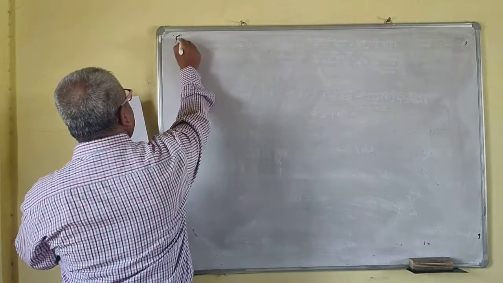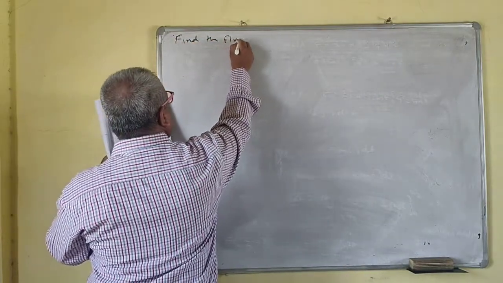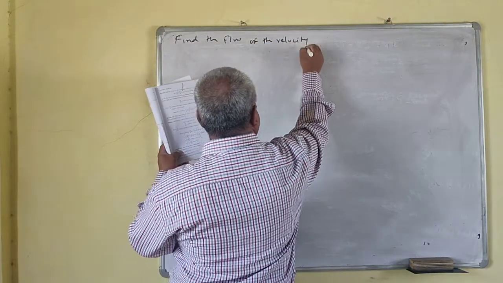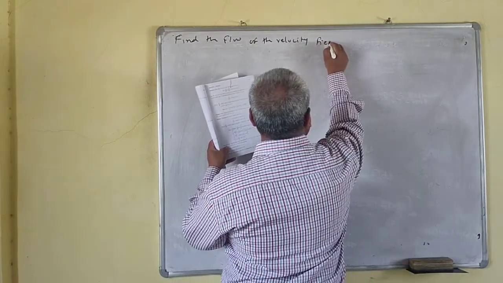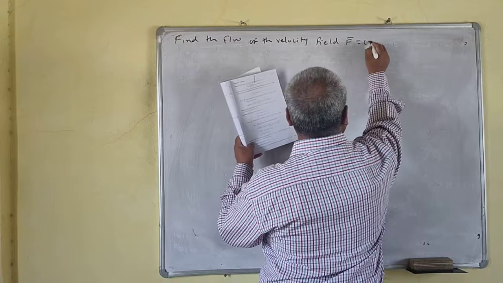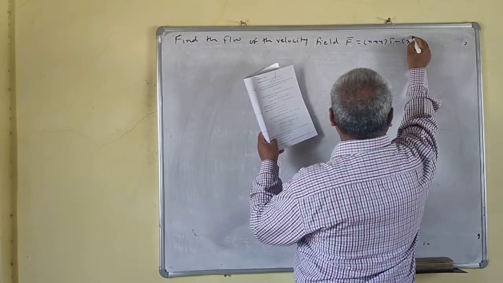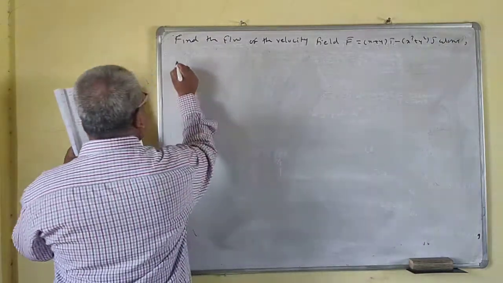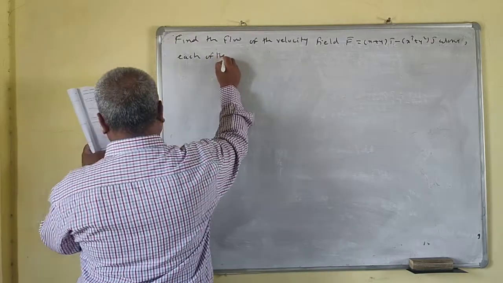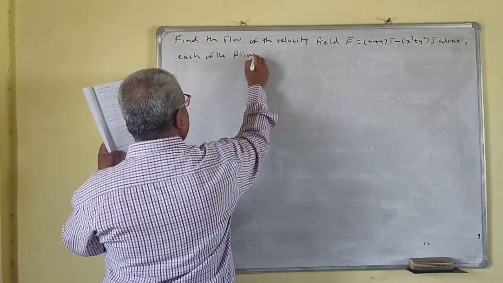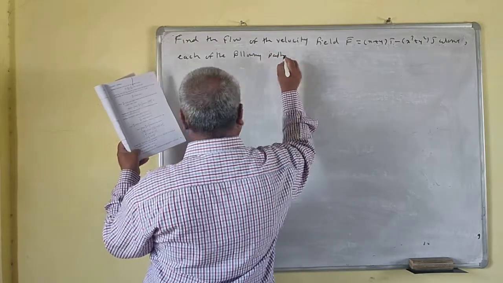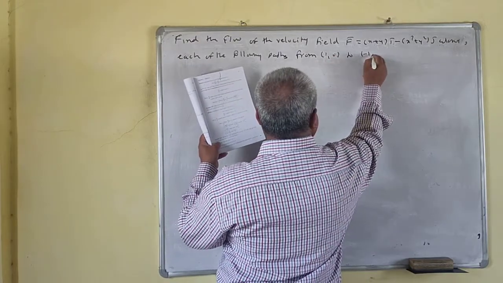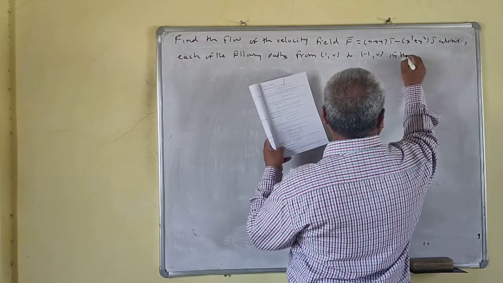Find the flow of the velocity field F bar is equal to x plus y i bar minus x square plus y square j bar along each of the following paths from 1, 0 to minus 1, 0 in the xy plane.